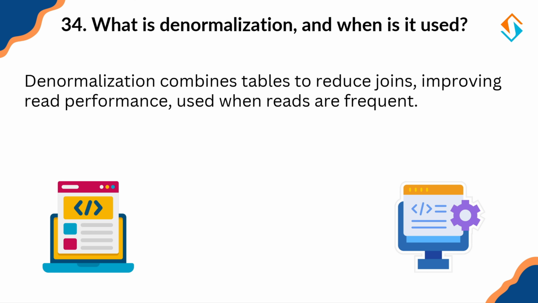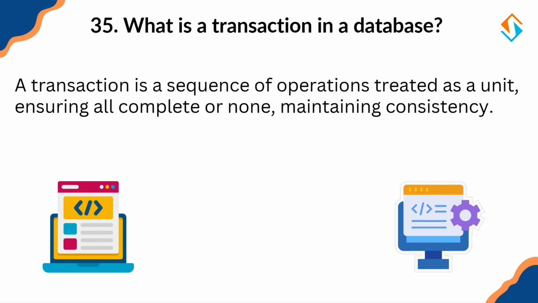Next question is, what is denormalization and when is it used? Denormalization combines tables to improve read performance, reducing the need for complex joins. Okay. Now, when is it used? So, read heavy applications, for example, analytics dashboards. Second, when query performance is more critical than storage efficiency. Now, friends, let's jump to the next question.